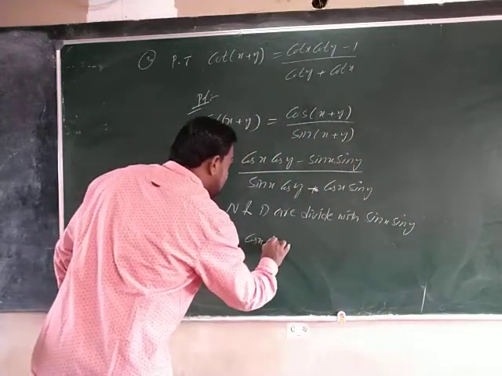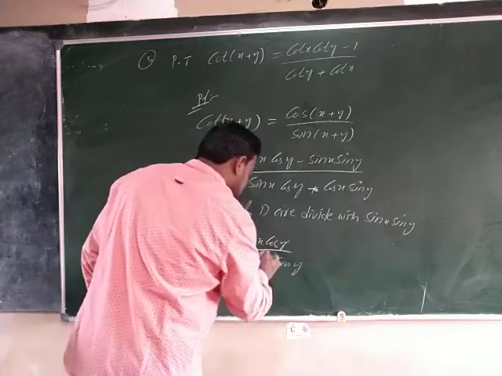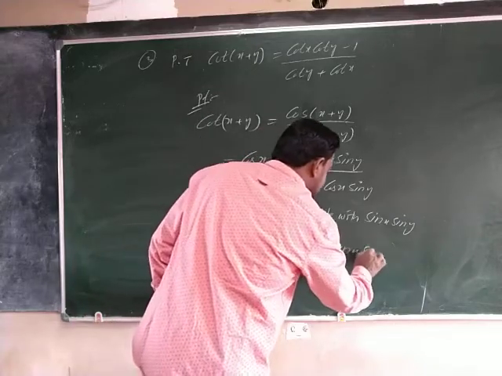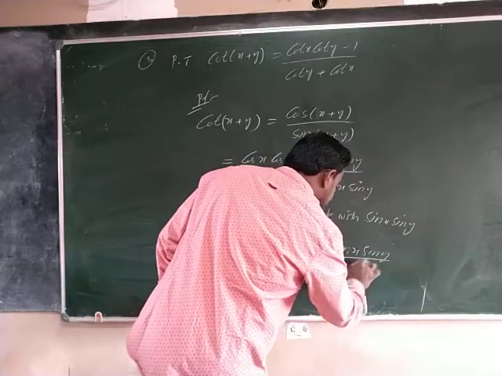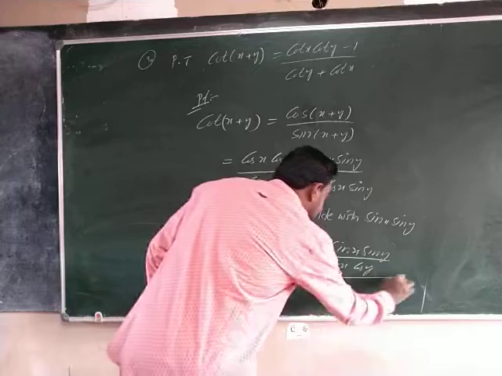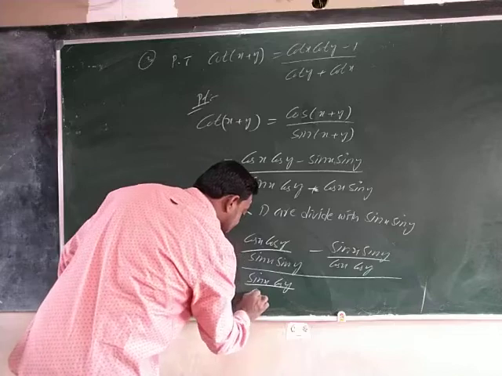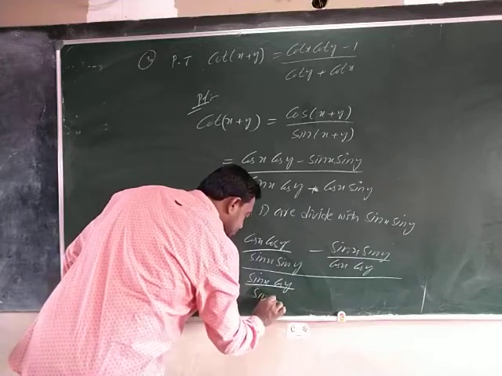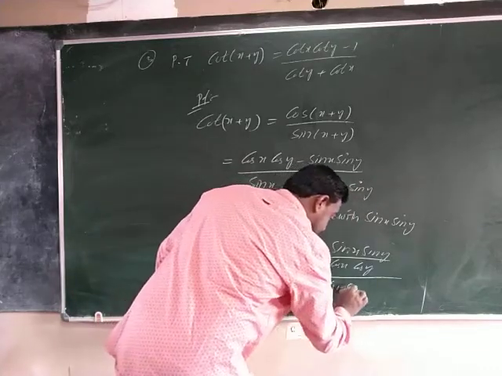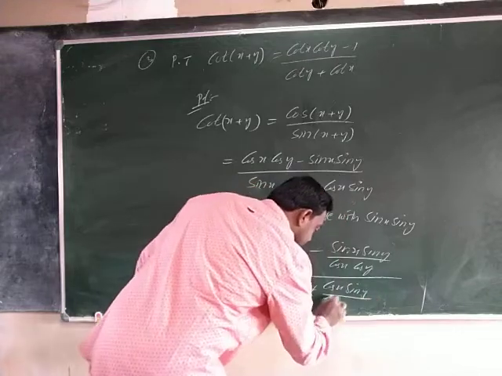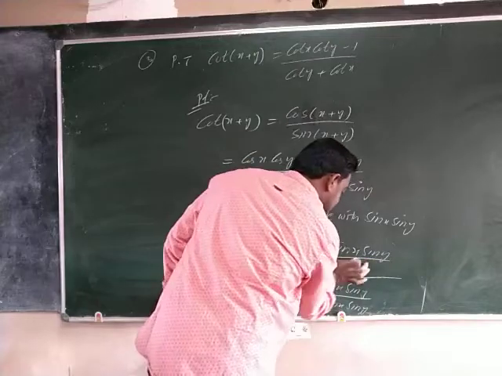Cos x cos y by sin x sin y minus sin x sin y by sin x sin y, divided by sin x cos y by sin x sin y plus cos x sin y by sin x sin y. What we are dividing with is sin x sin y.